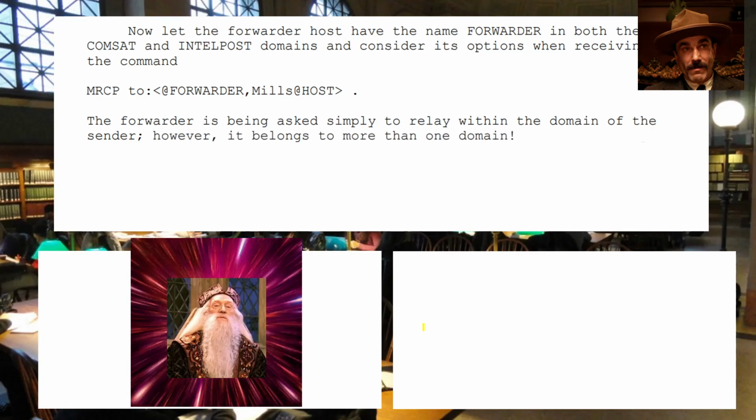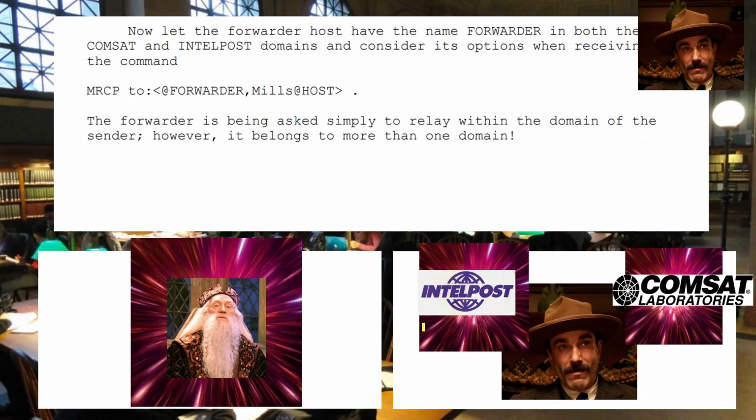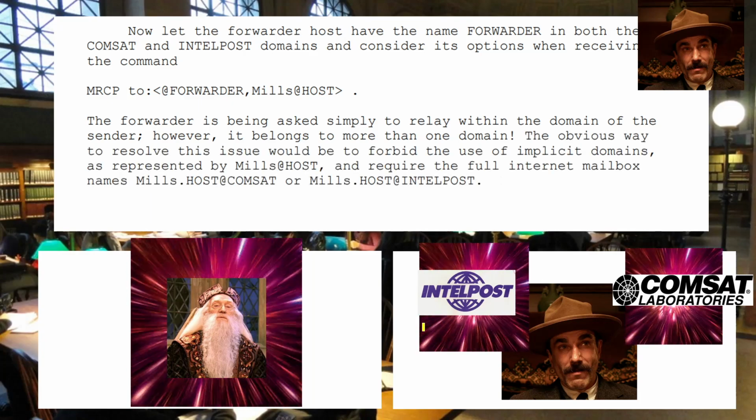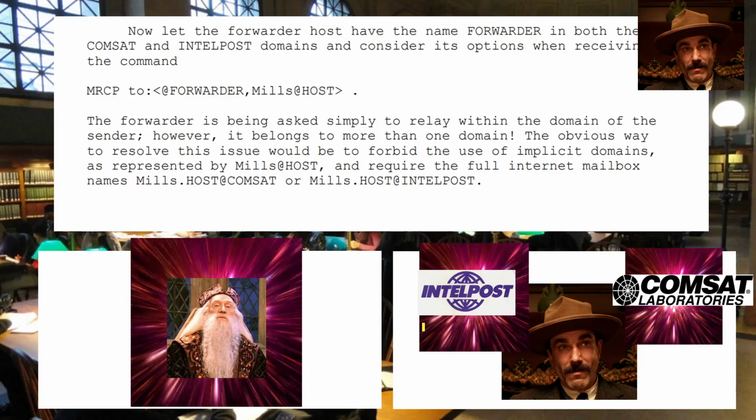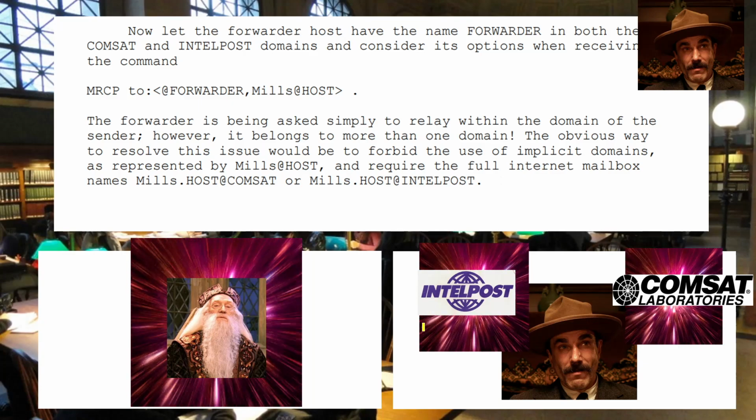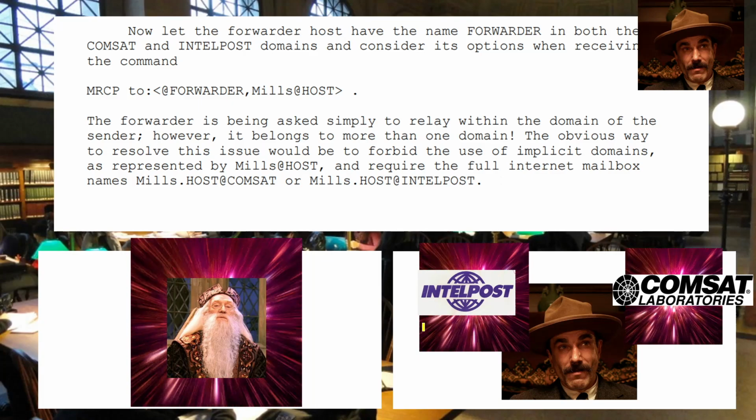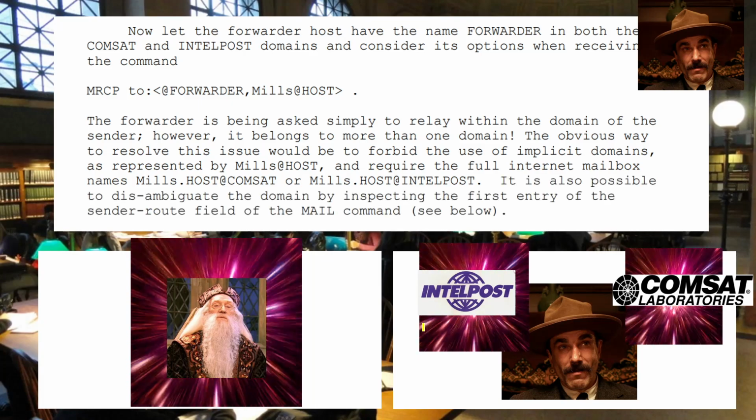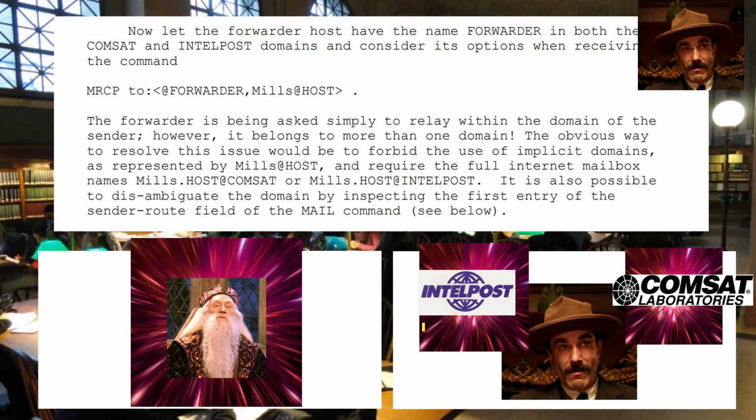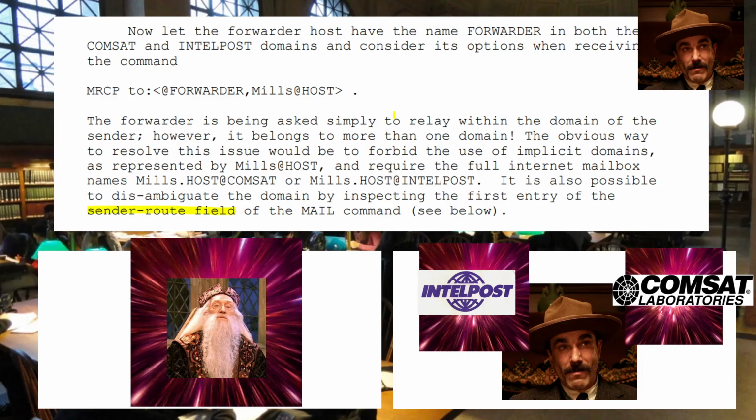However, the forwarder belongs to more than one domain. He's part of both domains, and that's a problem, hence the exclamation mark. The obvious way to resolve this issue would be to forbid the use of implicit domains, as represented by mils at host, and require the full internet mailbox names, mils.host at comsat or mils.host at Intel Post. It is also possible to disambiguate the domain by inspecting the first entry of the sender root field. We haven't talked about that, we've been focusing on the recipient root field.